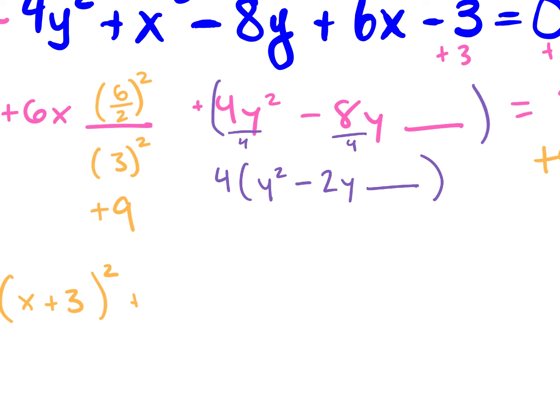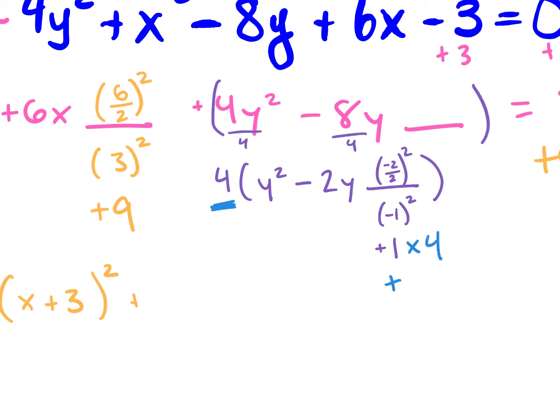Then I do the formula. So b over 2 squared, what's b? Negative 2 over 2 squared. So negative 1 squared, which is 1. But I have to make sure I multiply it by 4. So since I have 4 that gets multiplied on the outside, I have to multiply that times 4.